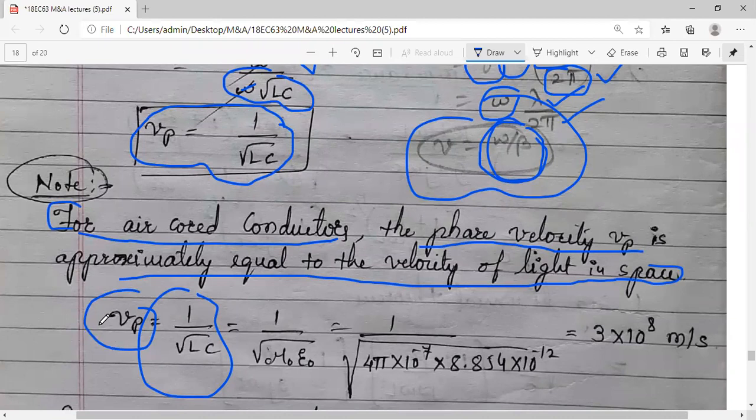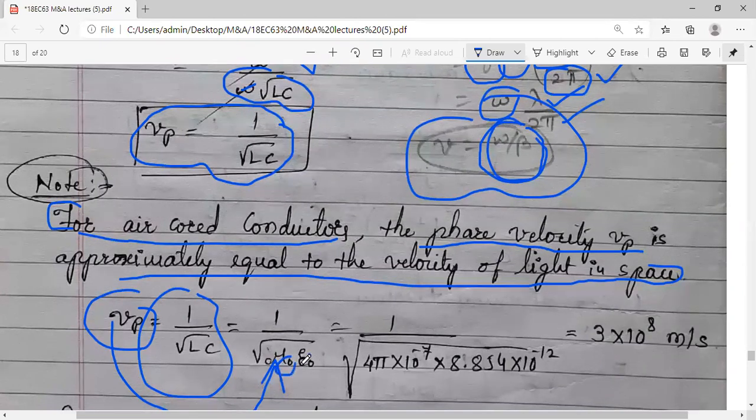Just for 2 marks, as a sub question, you may get this. And 1 by root LC, you know this. Velocity is given by 1 by square root of mu naught epsilon naught. Hope you remember this. It comes in electromagnetic waves, the 5th module, where electromagnetic waves, when they travel, their velocity is given by 1 by root of mu naught epsilon naught.